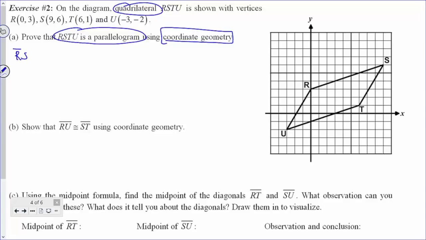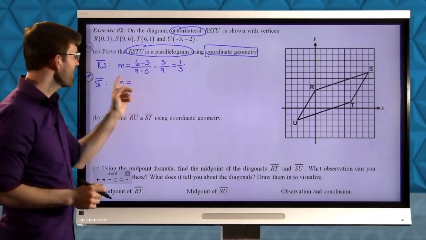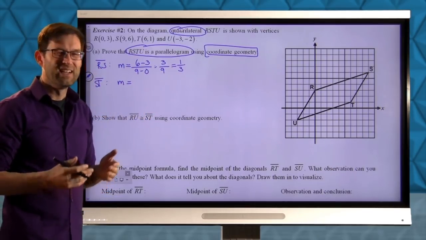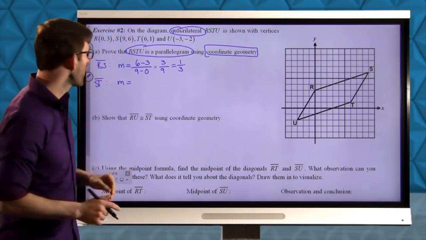Let's start with RS. Its slope is going to be (6 - 3) divided by (9 - 0), which gives us 3 divided by 9, and of course that reduces nicely to 1/3. Now I'm going to do ST. Please notice I'm not saying that RS equals or ST equals. I'm saying RS colon, and then I've got an M with the slope. To actually say that RS equals 1/3 sort of implies that the length of RS is 1/3, not its slope. So be careful about that.